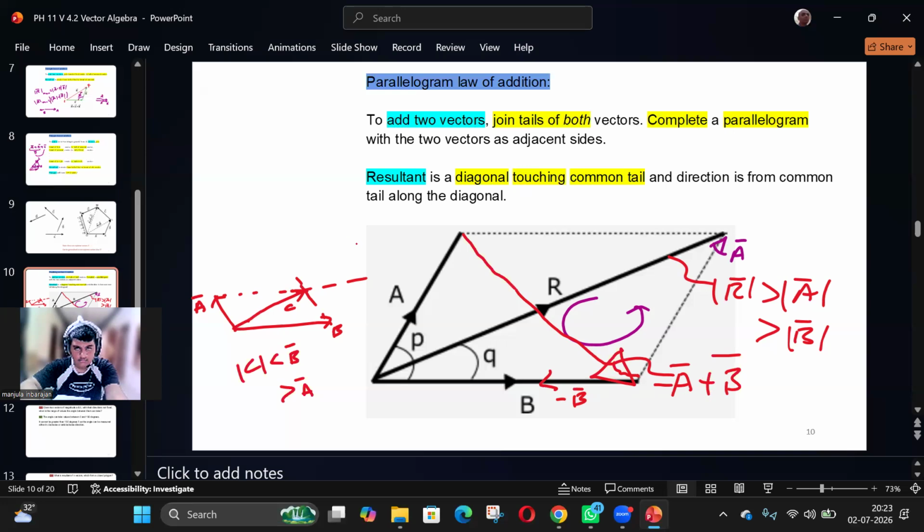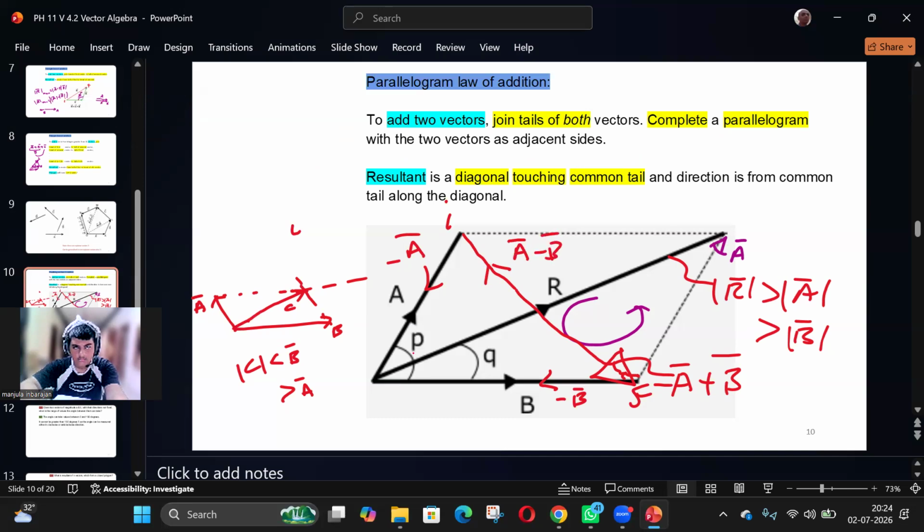Because for this thing, this is the initial point and this is the final point. So I'm going from initial point to final point in two ways. One is this one. The other is through minus A, I have to take minus A. Okay, so this diagonal is minus A plus B. So this diagonal, the opposite one, this is A minus B.